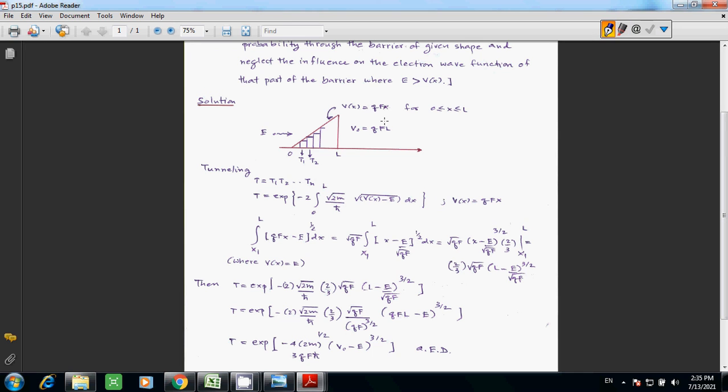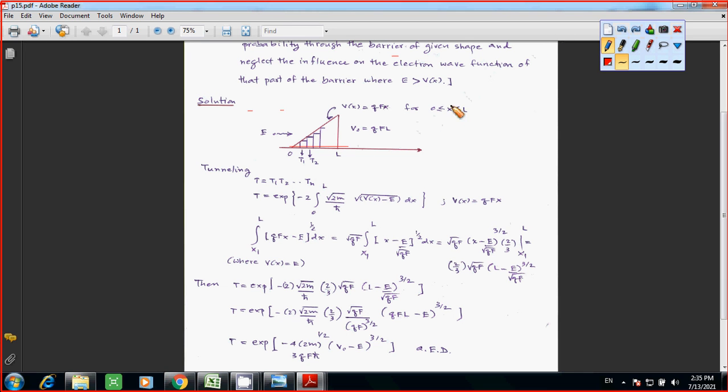So let's take a look at the figure. You have what? This is your potential equal to qFx. This is your x. And at the end, you have V0 equal to qFL because this is L, x equal to L. You start from 0, the electron starts moving in. This is your T1, this is T2, that's the tunneling. So the total tunneling becomes T1, T2 until Tn. That means you need to integrate.